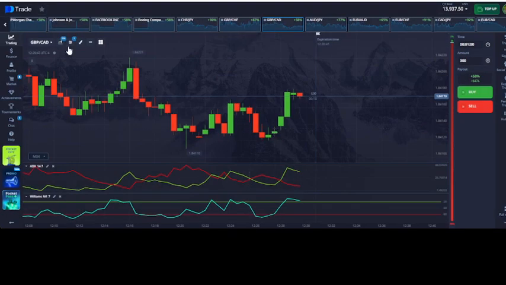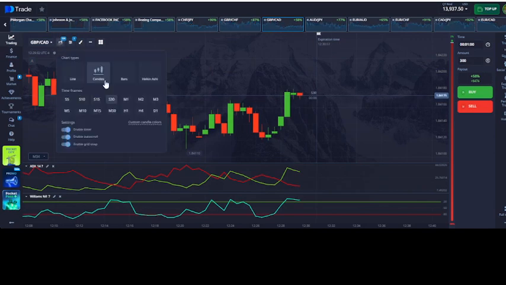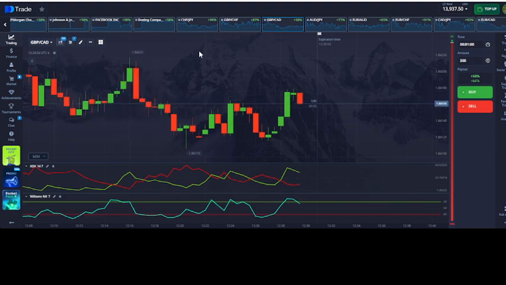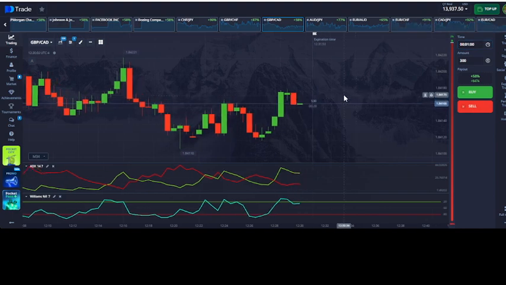Now for my candlestick charts, I have the candle set to 30-second regular Japanese candles. And for my trade timer, I have the period set to 1 minute. So I'll be taking 60-second trades while looking at 30-second candles. Okay, so what I'm going to do now is pause the video and look for some trade setups.